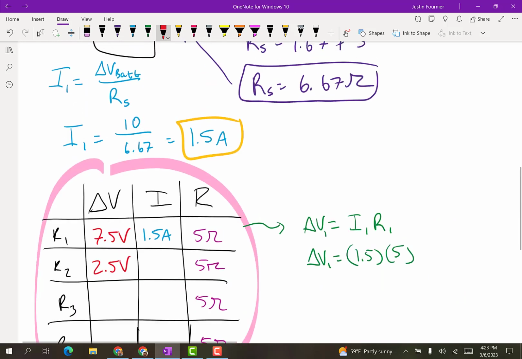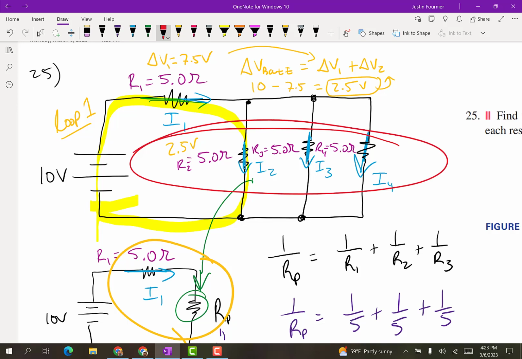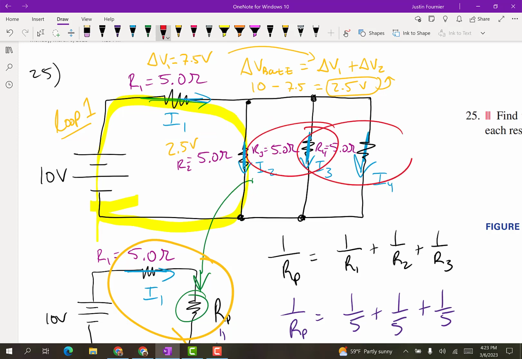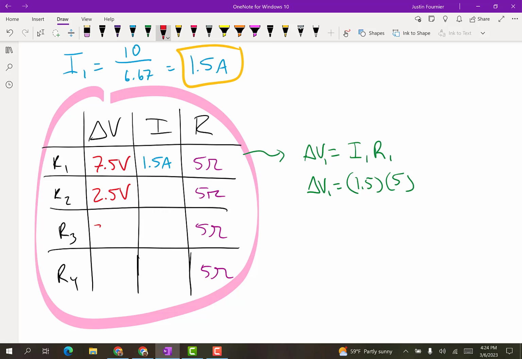And now we're going to see my life is going to get much, much easier, because again, all of these are in parallel. If the voltage drop across R2 is 2.5 volts, then that must also be the voltage drop across R3 and R4. You could do other loop rules to find out exactly the same thing. So R3 and R4 are also going to be 2.5 volt drops. And again, I can use Ohm's law to find out all of these. I'll just do one.